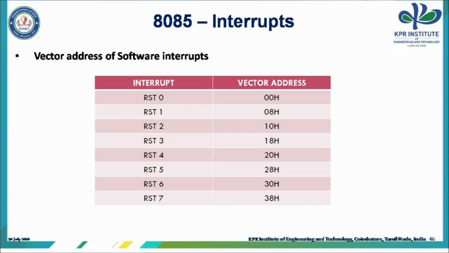All the software interrupts of 8085 microprocessor are vectored interrupts. They have specific vector addresses, and that is also shown here. RST 0, RST 1 up to RST 7, and the vector address jumps as 0008, 1018, 2028 and 3038 respectively.